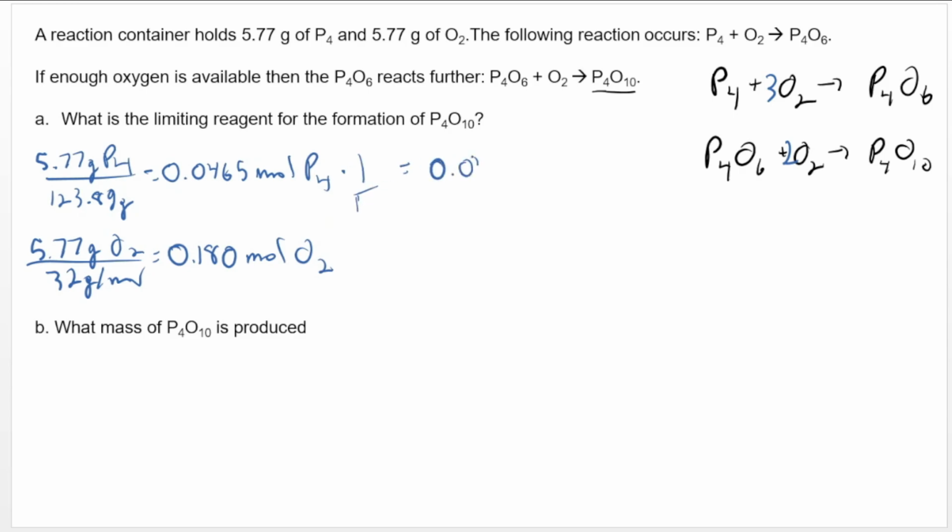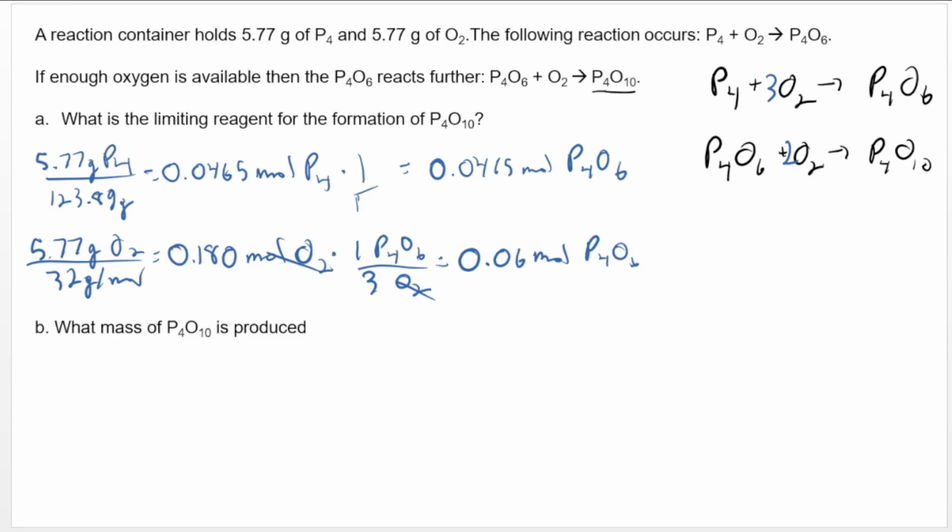We'll go 0.0465 moles of P4O6. We will do the same thing for the oxygen. We know for oxygen it is a 3:1, so 1 mole of P4O6 for every 3 moles of O2. So we're going to take 0.18 divided by 3, which is 0.06 moles of P4O6.